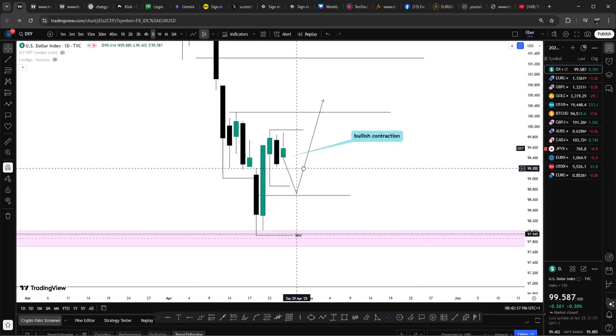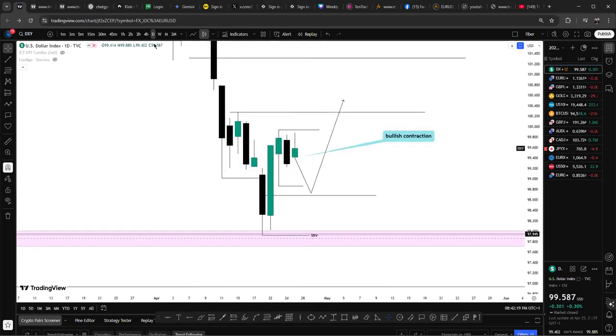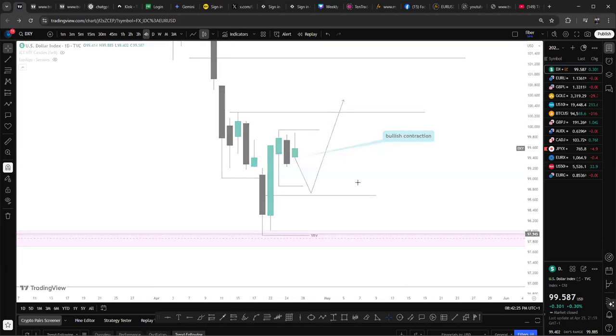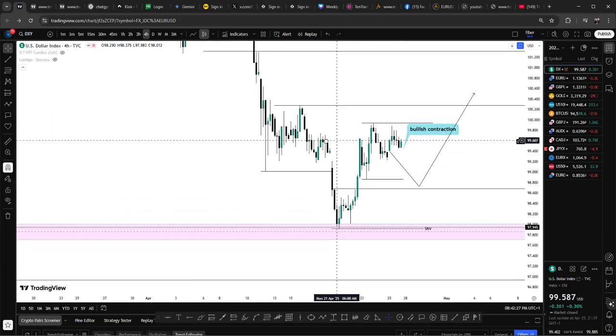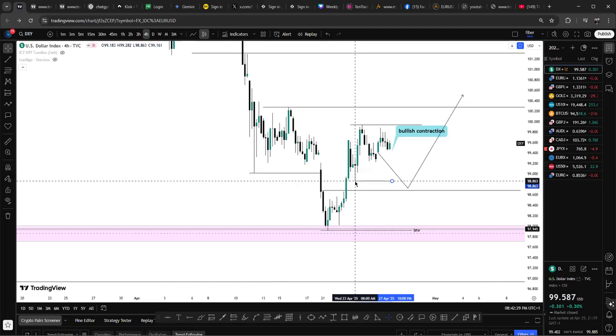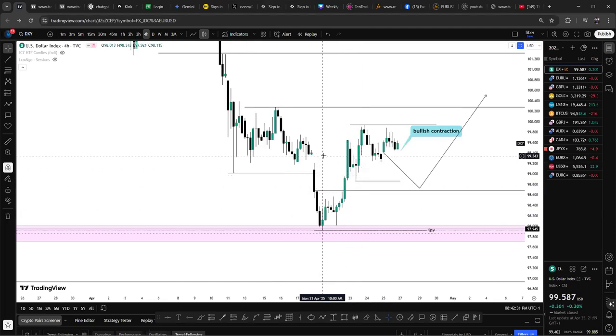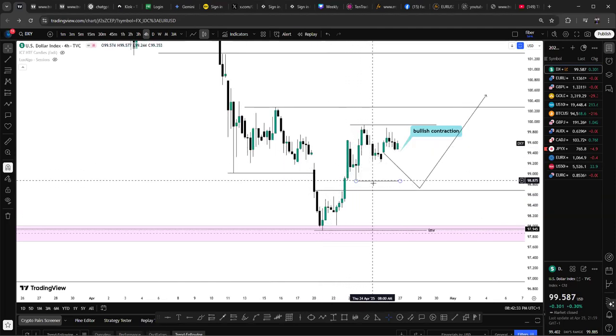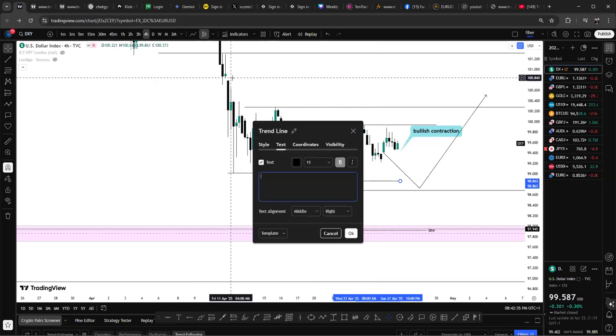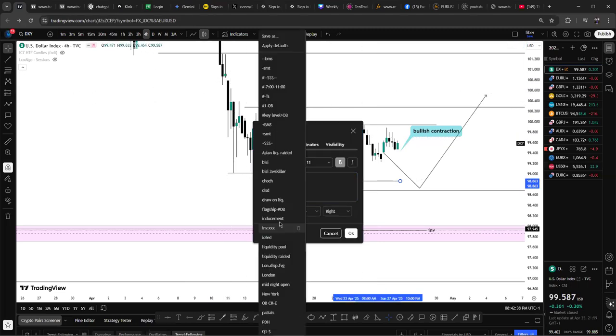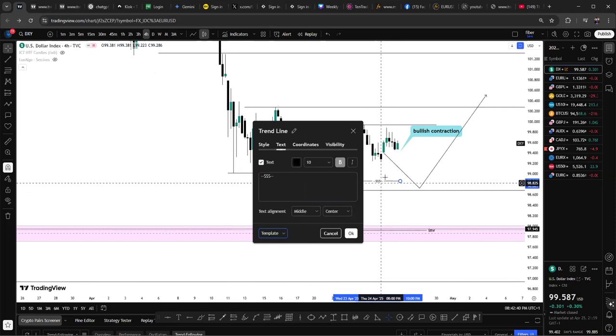If this is to be a good CRT, I would like it if we have a key level on the 4 hour below that candle's low. Let's check. Let's go now to the 4 hour time frame. Now on the 4 hour time frame, you can see that this is the first pullback after we had this massive push to the upside. So this can likely be an inducement.